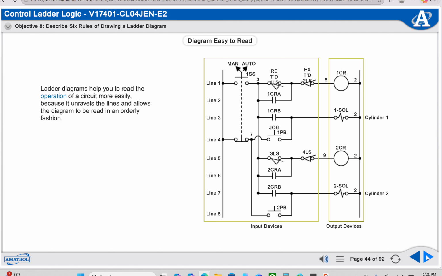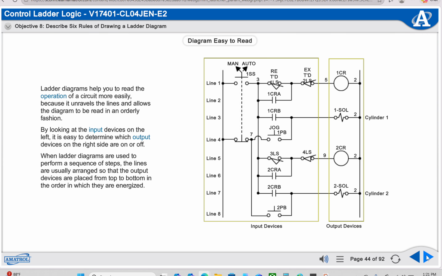Ladder diagrams help you to read the operation of a circuit more easily because it unravels the lines and allows the diagram to be read in an orderly fashion. By looking at the input devices on the left, it is easy to determine which output devices on the right side are on or off. When ladder diagrams are used to perform a sequence of steps, the lines are usually arranged so that the output devices are placed from top to bottom in the order in which they are energized.